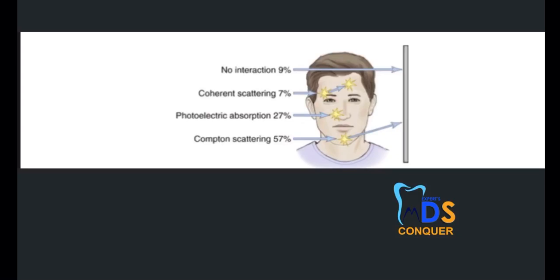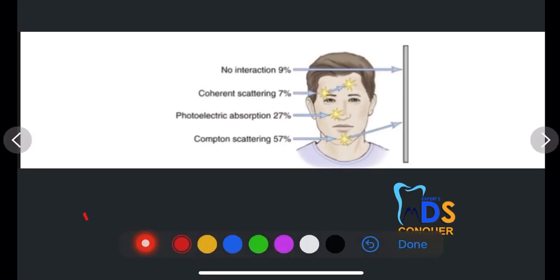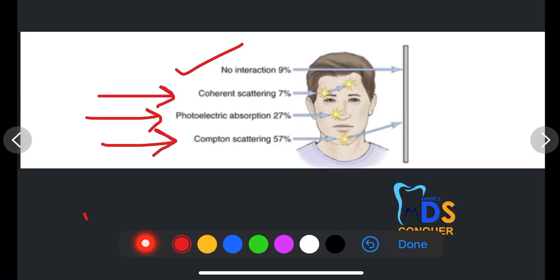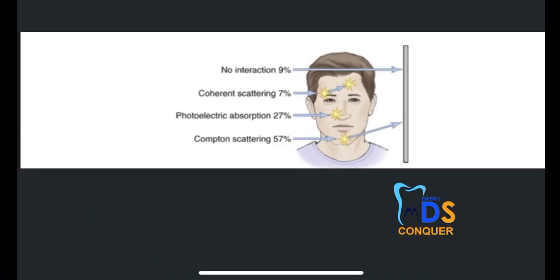As you can see, no interaction is about 9%, coherent scattering is 7%, photoelectric absorption is 27% and Compton scattering is 57%. This is slightly confusing and a little difficult to remember, but it is very important. These are the different types of interactions with matter. Let's discuss them.